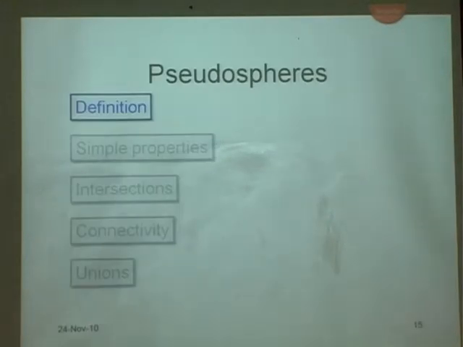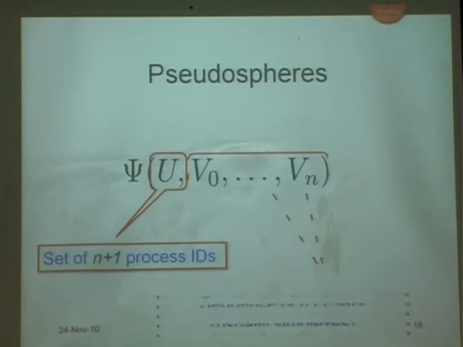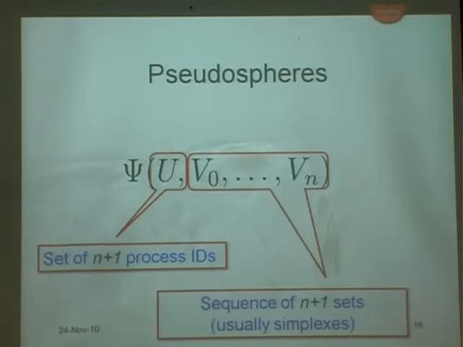And so what I'm going to do now is talk about the properties of pseudospheres, because later on when we start looking at specific examples of models of computation other than the ones we've looked at, everything is going to turn out to either be a pseudosphere or a union of pseudospheres. So this is the notation we'll use. We'll have a set of n+1 process IDs and a sequence of n+1 sets. And these sets are usually going to be simplexes, and their elements are going to be vertexes, but every now and then it's useful to do something else. But for the combinatorial purposes that we care about, all we care about is that they're sets.